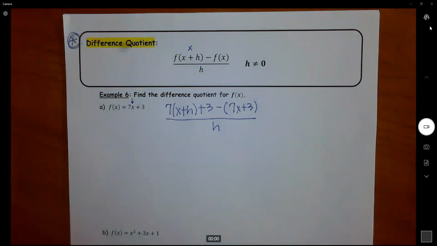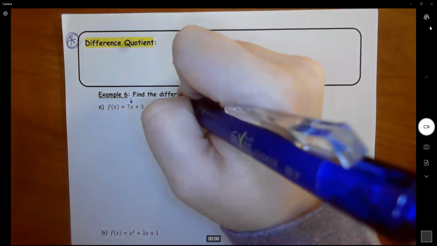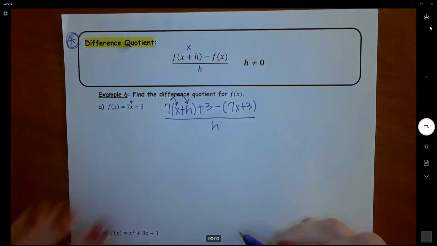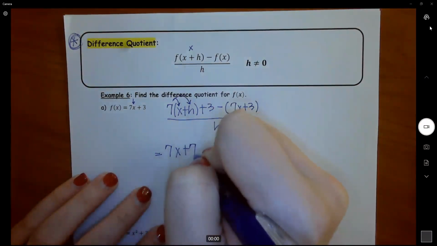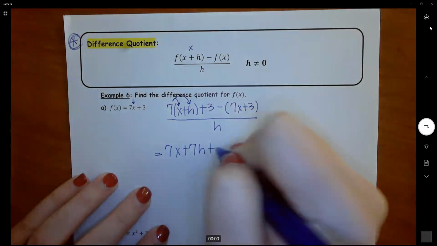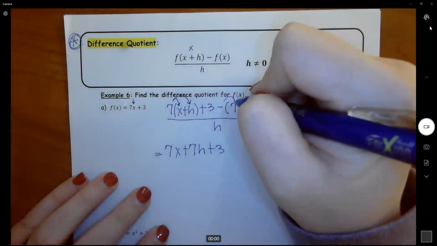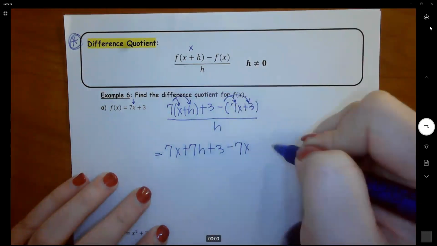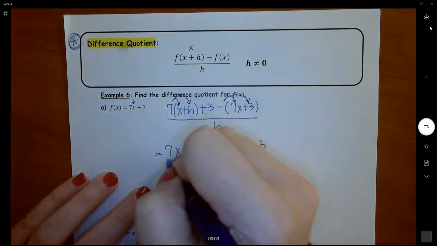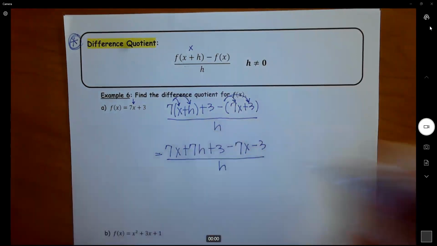So now we have some algebra to do. Let's simplify. I need to distribute my 7. So this becomes 7x plus 7h. I'm going to bring down my plus 3. And then I need to distribute this negative here. So minus 7x minus 3. And this is all over h.